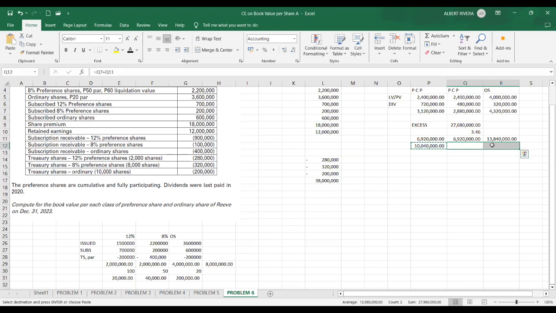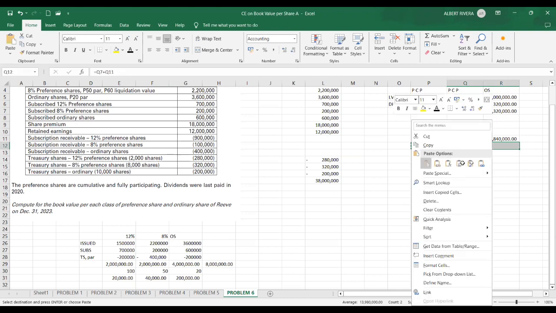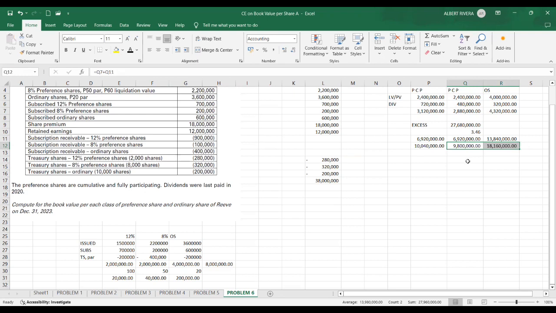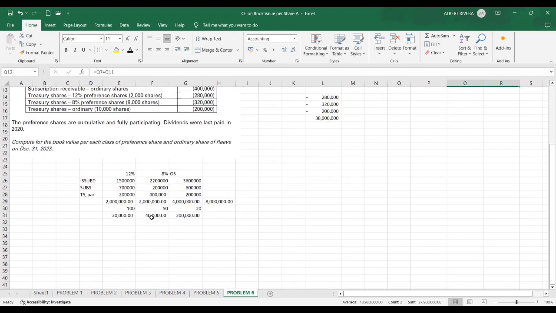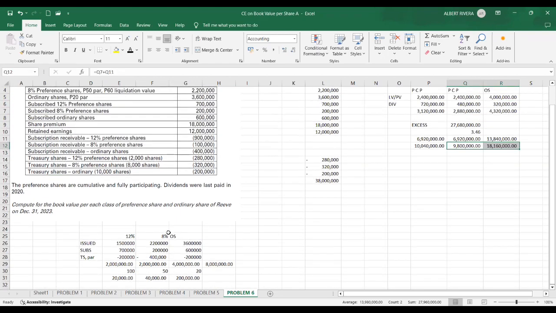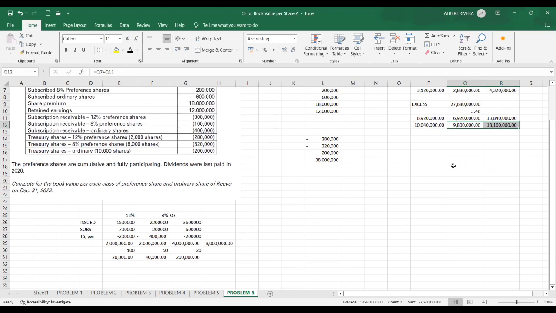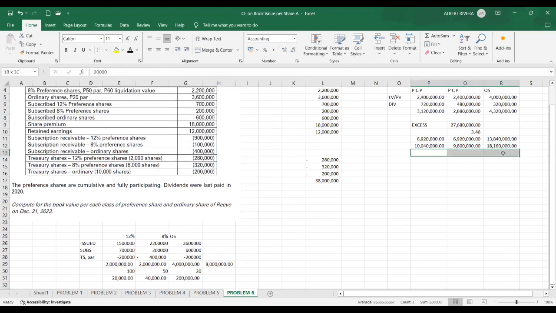So the total of this 3,120 plus 6,920 is 10,040,000. Then the other two are 9.8 and 18,160 divided by the number of shares outstanding. This is another important schedule here. This is 20 plus 40, 20, 40, and 200,000 number of shares outstanding. Okay? So these are now the corresponding book value per share. So that is 502, 245, and 90.80. Okay? So that is your book value per share.